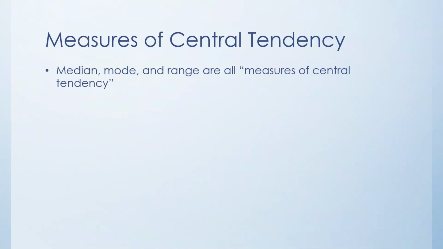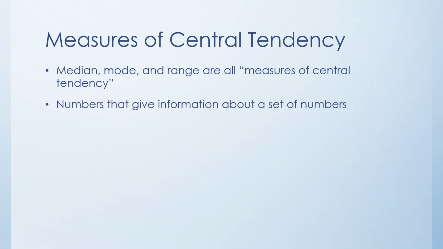So median, mode, and range are all measures of central tendency. And measures of central tendency are numbers that give information about a set of numbers. And if this sounds complicated at first, don't worry, because once we look at each one of them individually, it'll be easier to see what I mean.